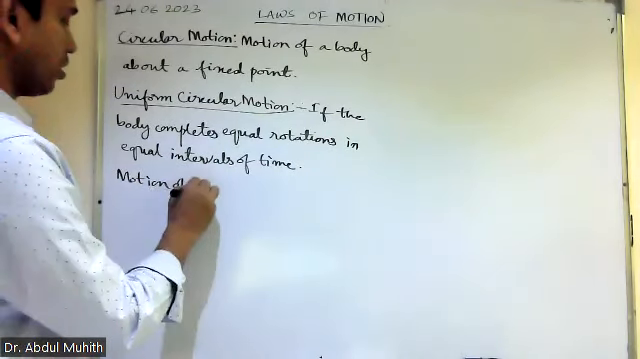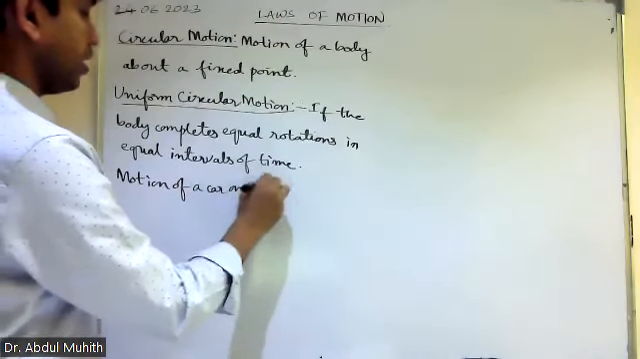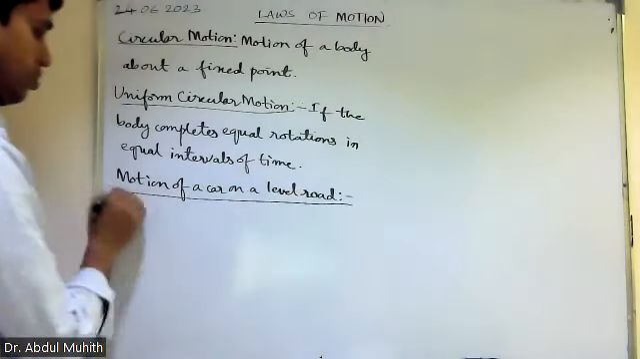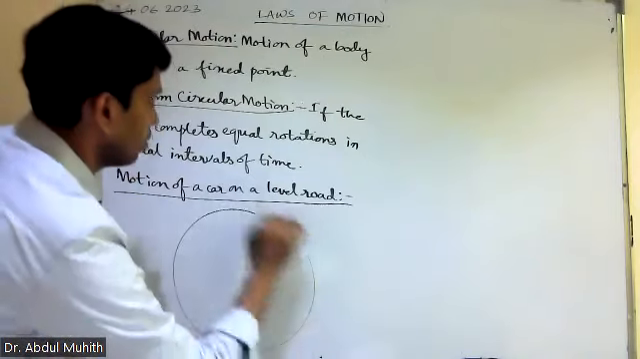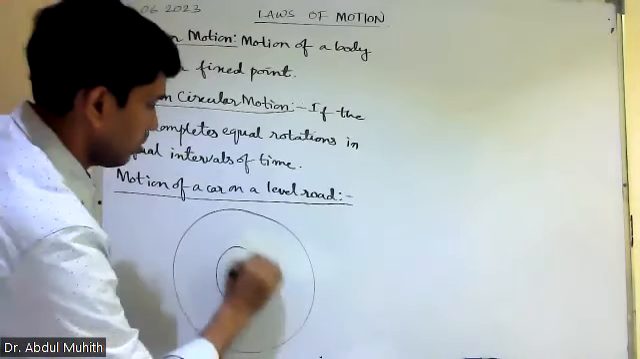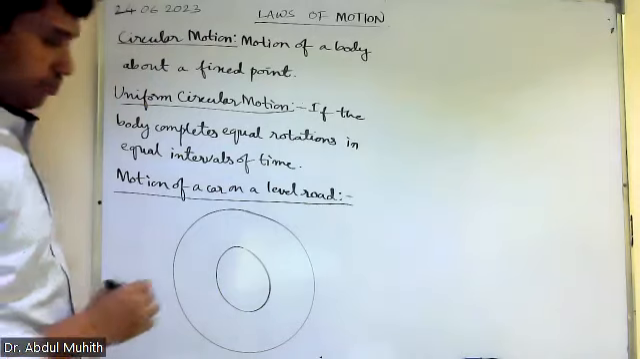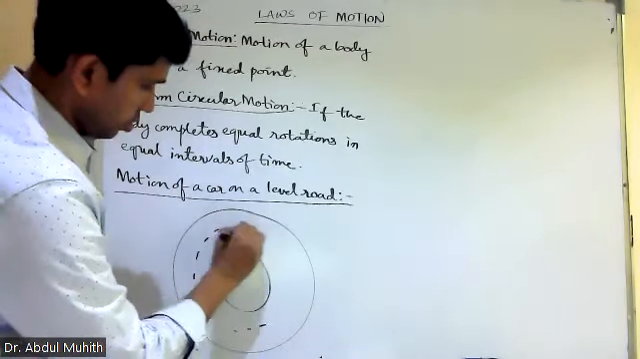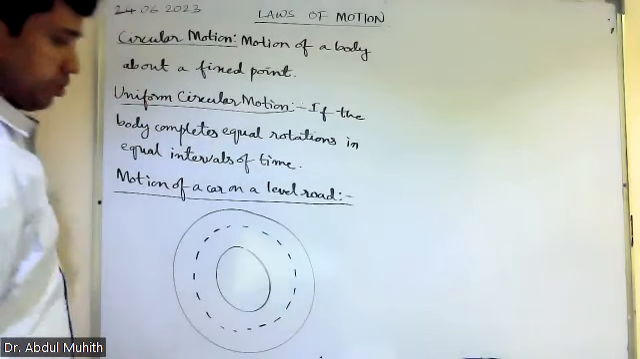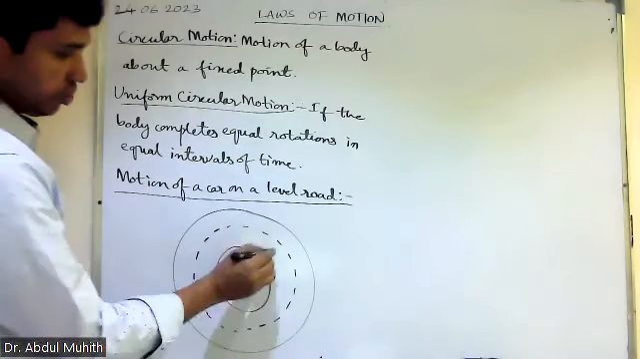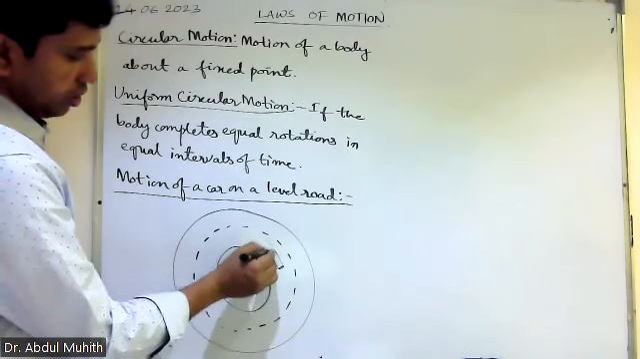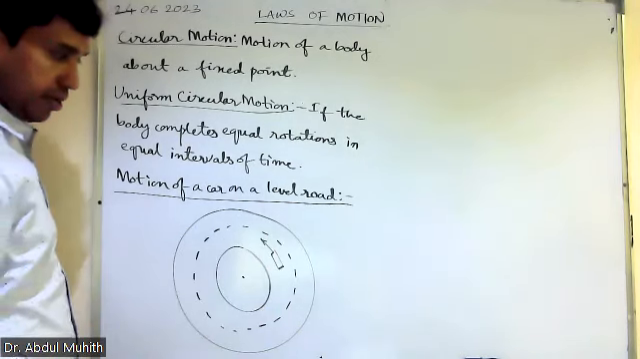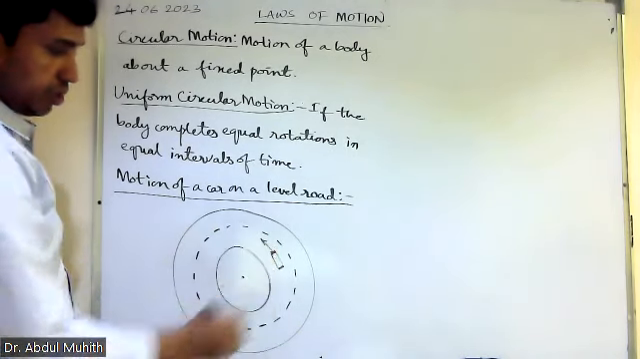Now, motion of a car on a level road. So in this, what happens? Suppose it is a roundabout, and the car is taking a turn on the roundabout. This is the center of the roundabout. The car is taking a turn on the roundabout in this way.